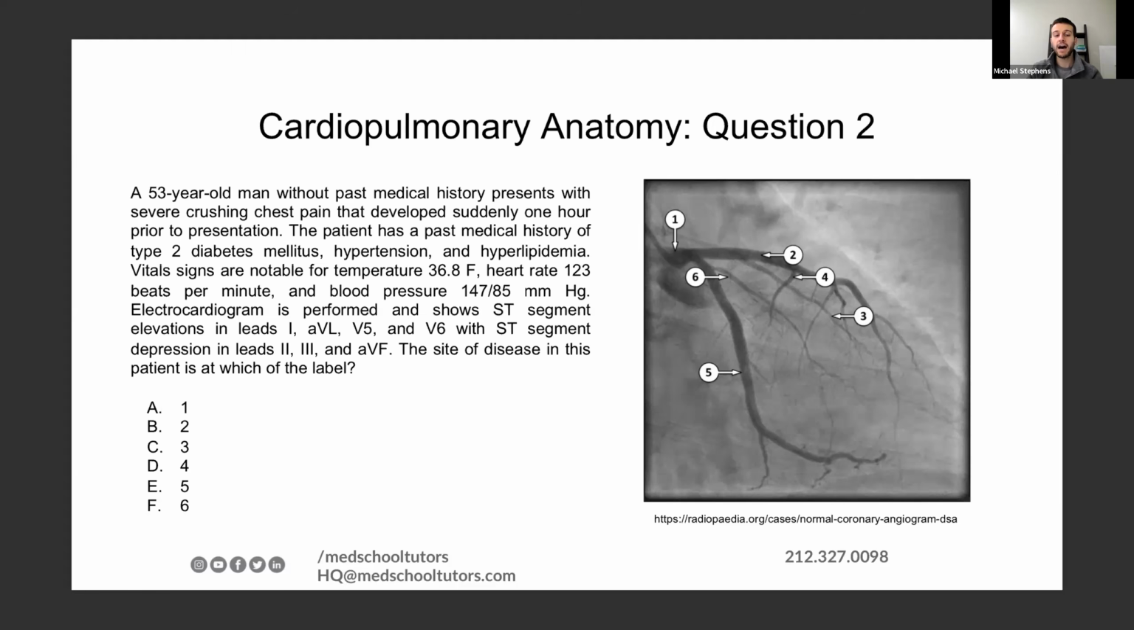So I'll tell you my mnemonic for dealing with this. What you care about is where the elevations are. And we see elevations in 1, AVL, V5, and V6. You can look at the kind of triangle that's created with the leads and kind of memorize it that way. I honestly am not that smart, and I have just used a mnemonic to help me. 1 and AVL are lateral leads, and I use the L in AVL and the L in lateral to help me keep that straight.